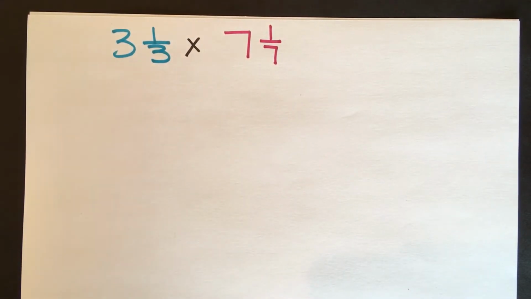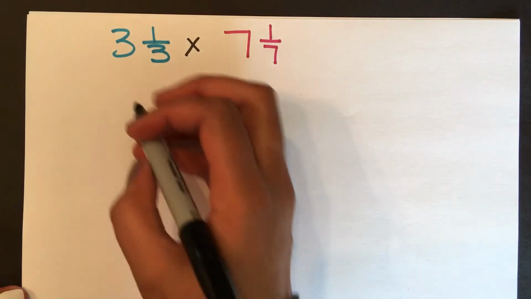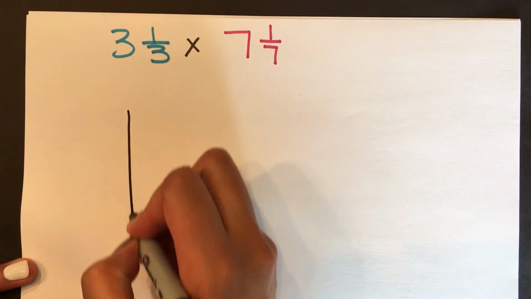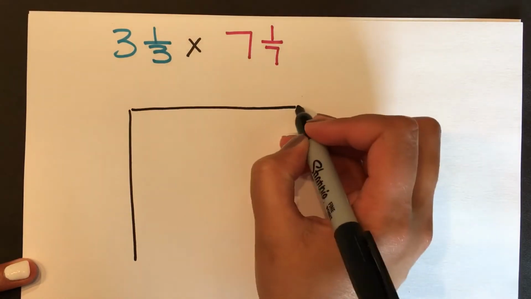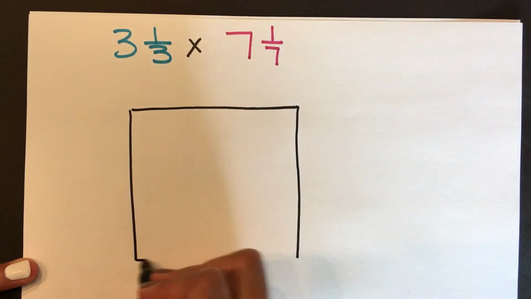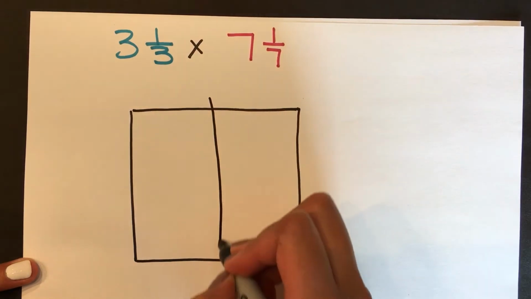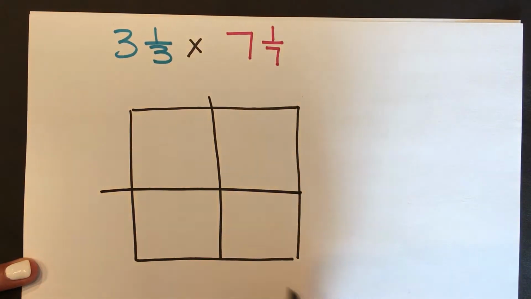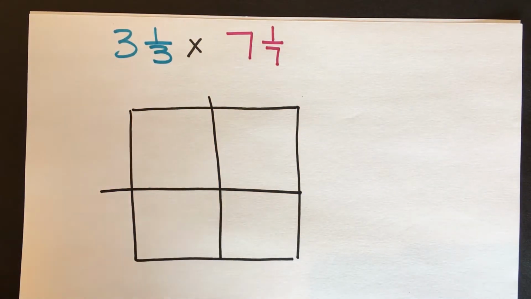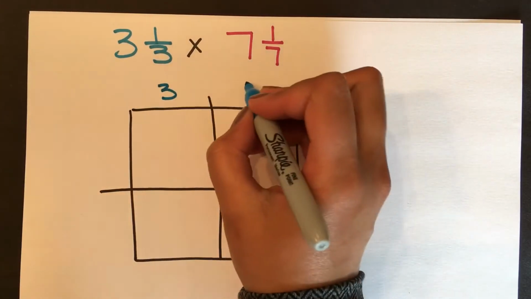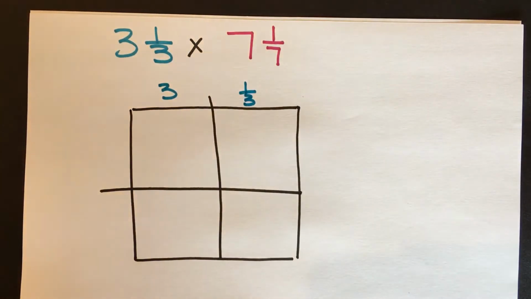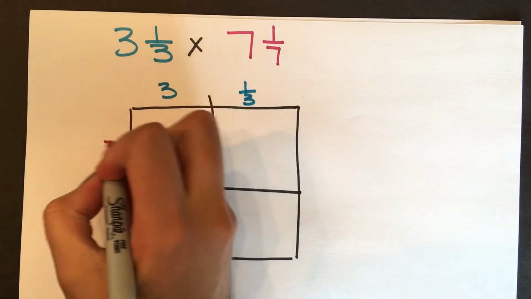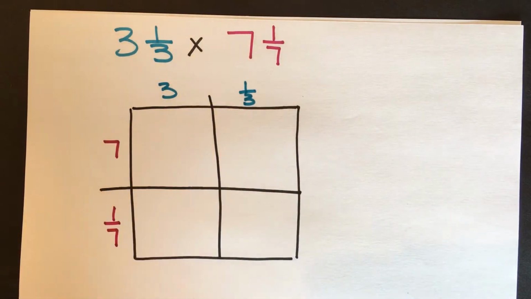Our first problem is going to be 3 1/3 times 7 1/7. So we are going to draw our area model and split it into 4 pieces. We're going to write 3 1/3 across the top and 7 1/7 down the side.